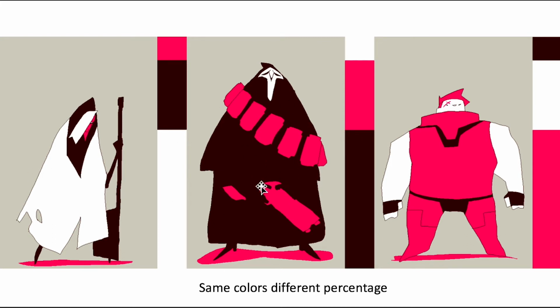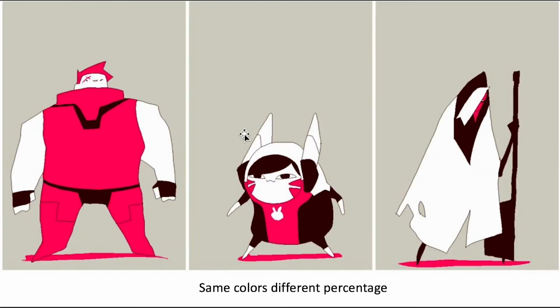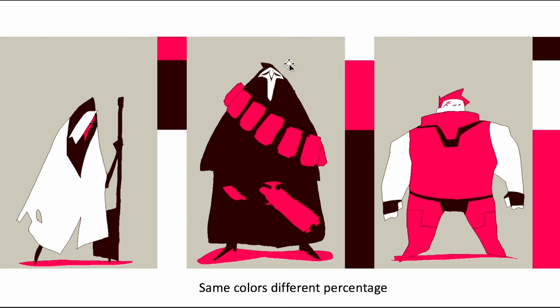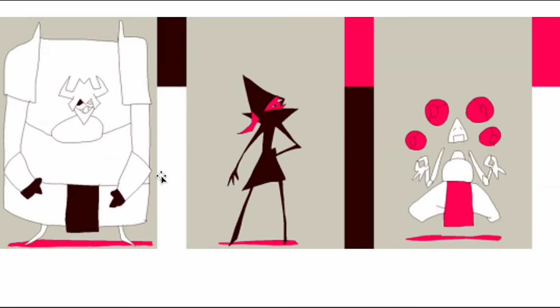And if we just change the percentage of these three colors in the second character, for example, in this character, we have an equal amount of black and white and red colors, and it totally changes the personality of the character. So this character is more of a cute and positive character, and the previous character is more of an evil character. And in these three characters, we only use two colors, and it all gives a different personality to your character.